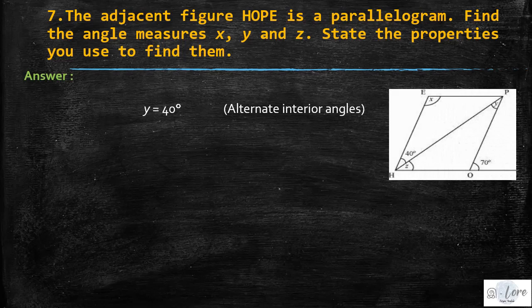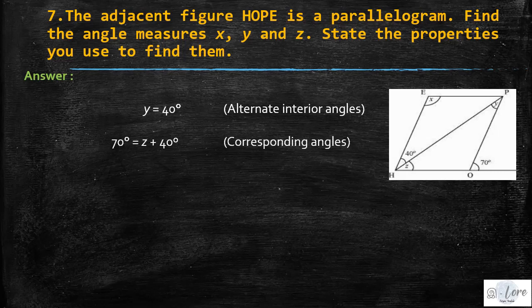So know that the picture is given clearly. y is equal to 40 degrees because alternate angles are equal, because EH and PO are parallel lines and PH is a transversal line. So y is equal to 40 degrees. Now how to find out the value of the next one?